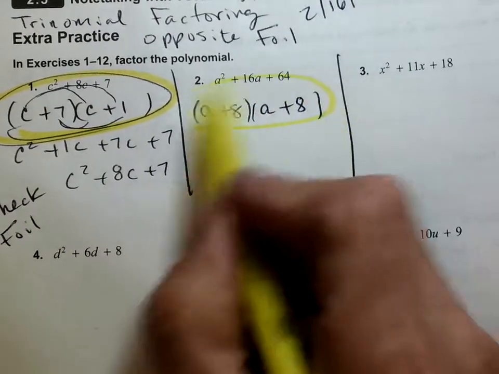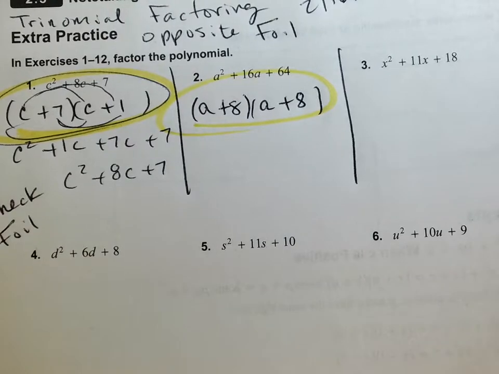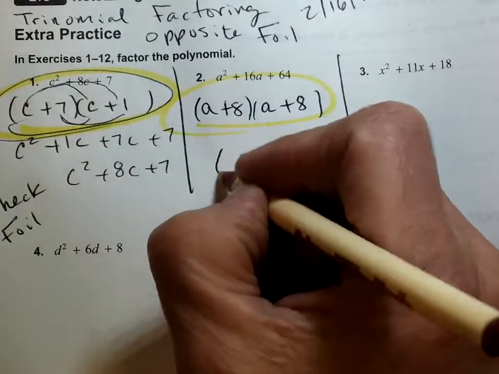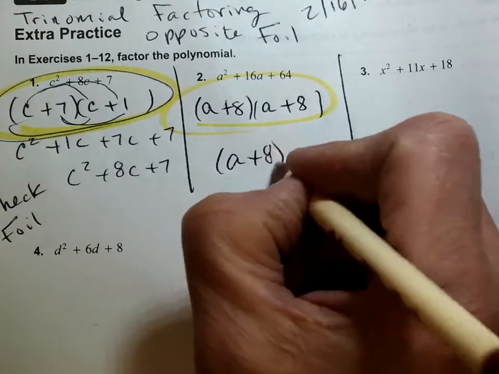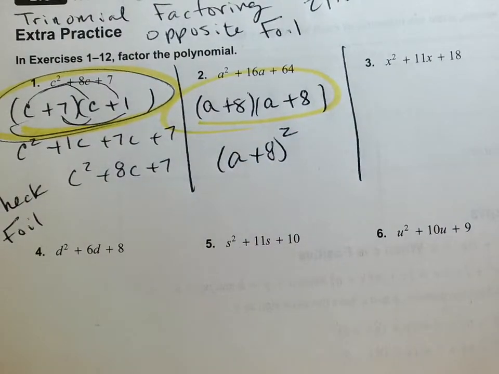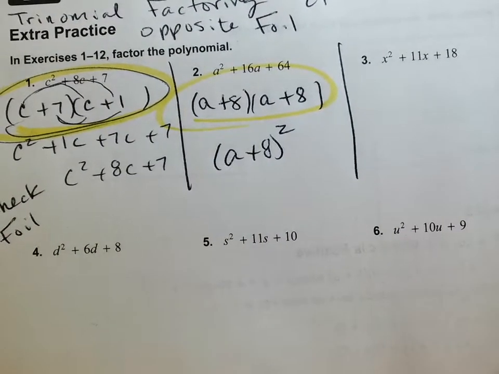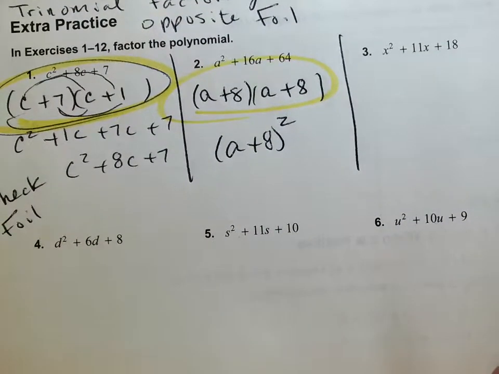That answer is great. Now, somebody super smart, like Sasha, might say, Mr. Davies, can't I write that as a plus 8 squared? Same thing, right? Both answers are correct, okay? All right? How am I doing?